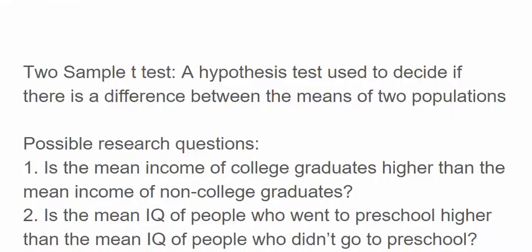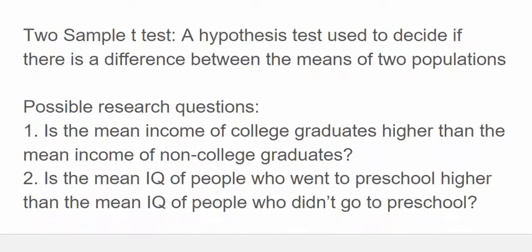And here are a couple possible situations in which a person could run a two-sample t-test. So if a person wanted to know if the mean income of college graduates is higher than the mean income of non-college graduates, the person could run a two-sample t-test because in this situation, the person wants to know if the mean of one population is different than the mean of another population, and in that situation, a two-sample t-test can be used to reach a conclusion.